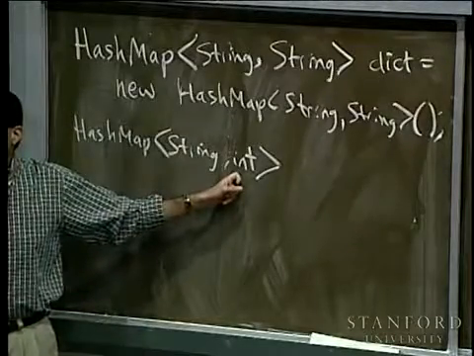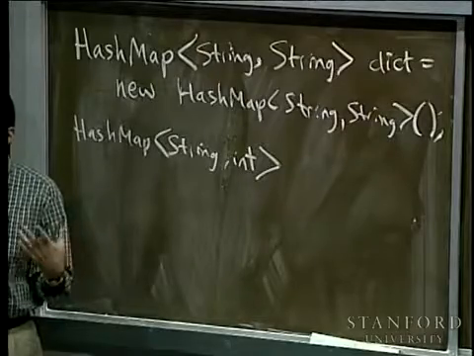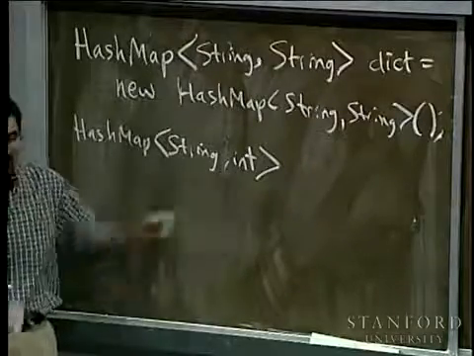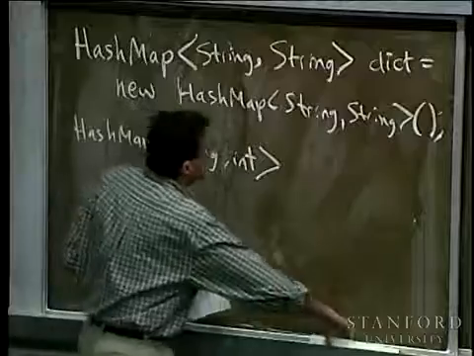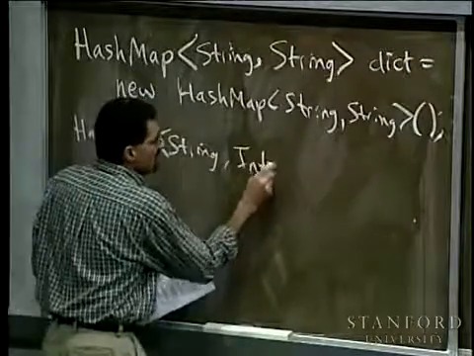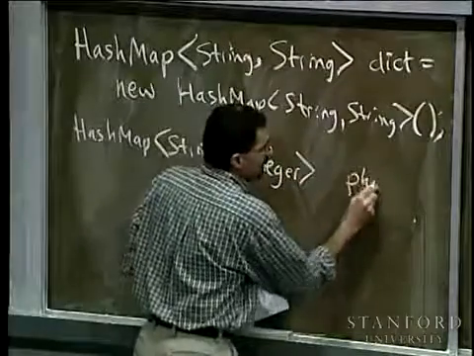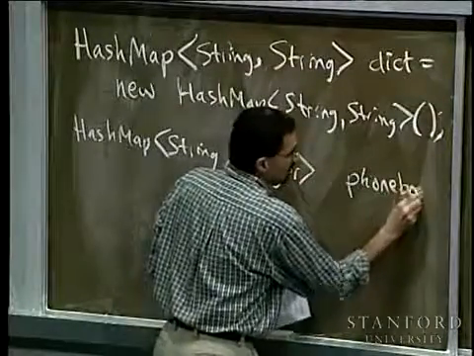Int is a primitive, right? All these templatized types require objects for their types. They require classes, which means we can't give it a primitive. We have to give it the wrapper class Integer. Okay? So it's going to be a map from strings to integers, and we'll call this thing phoneBook.